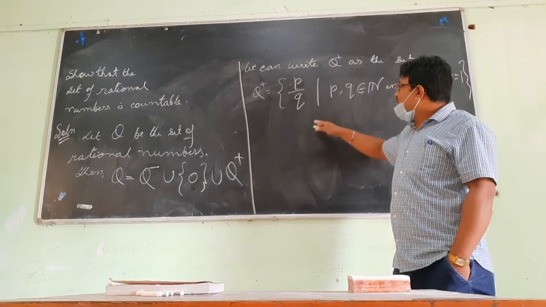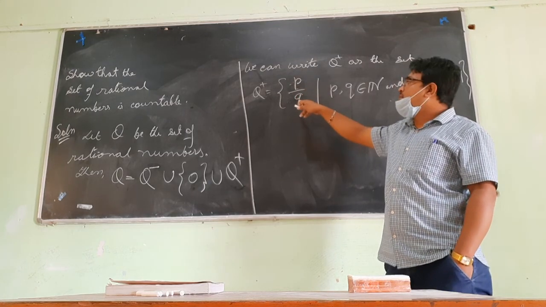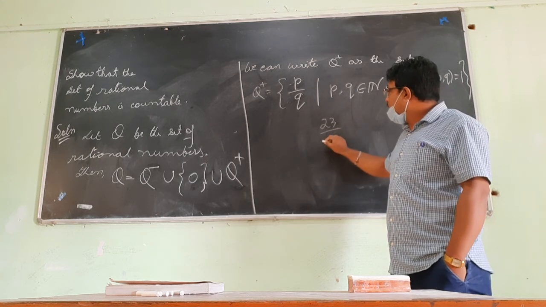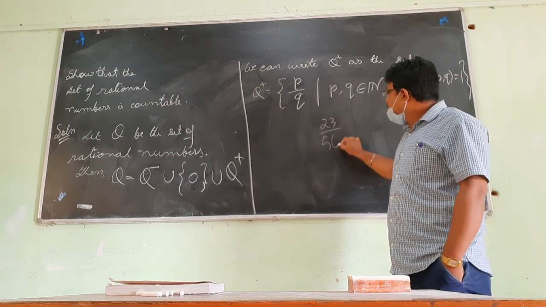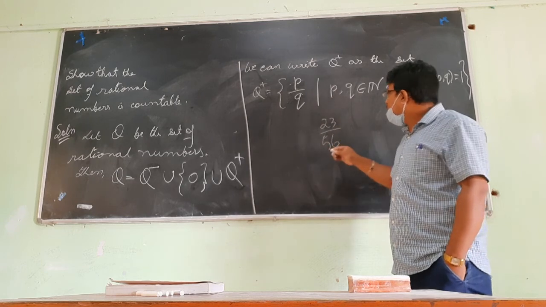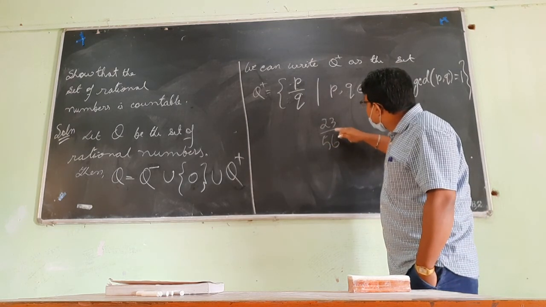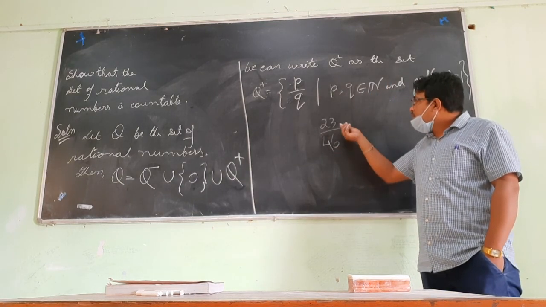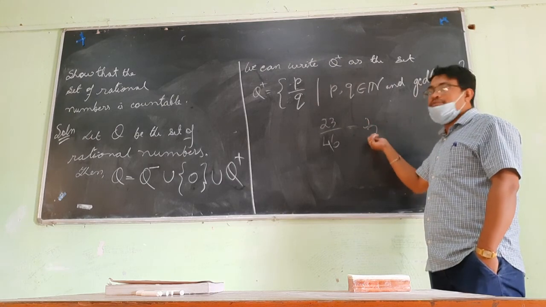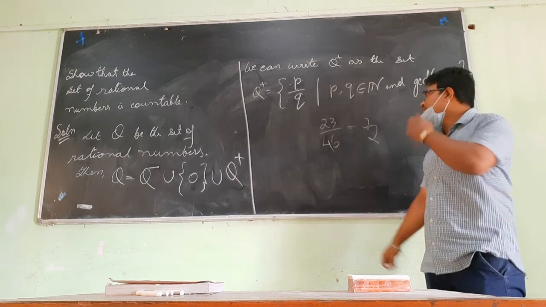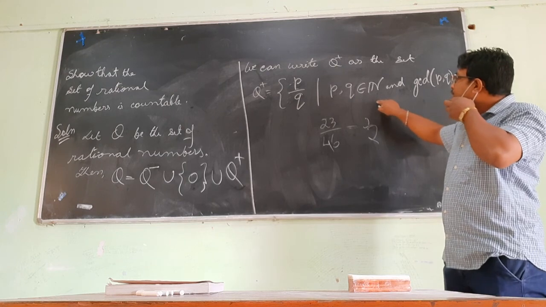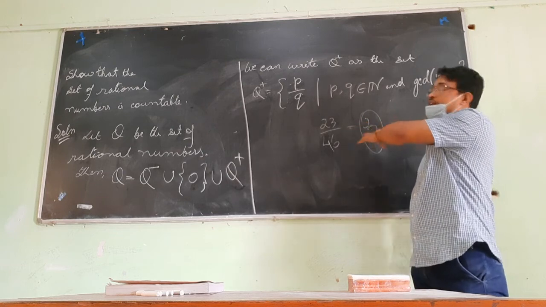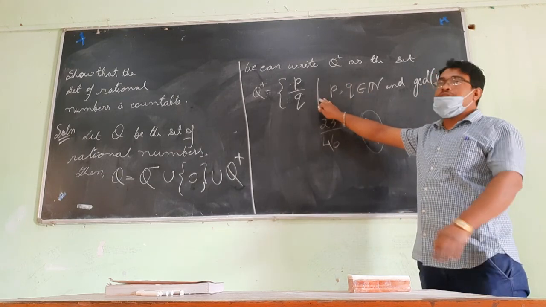So whenever an element belongs to Q plus, we know that it is in its simplest form. Elements like 23 by 56 are there, but 3 by 6 or 4 by 6 will not be there. Its representation will be half, so the element half is there. Here we just list the simplest form of each rational number. That means in this collection there is no repetition.